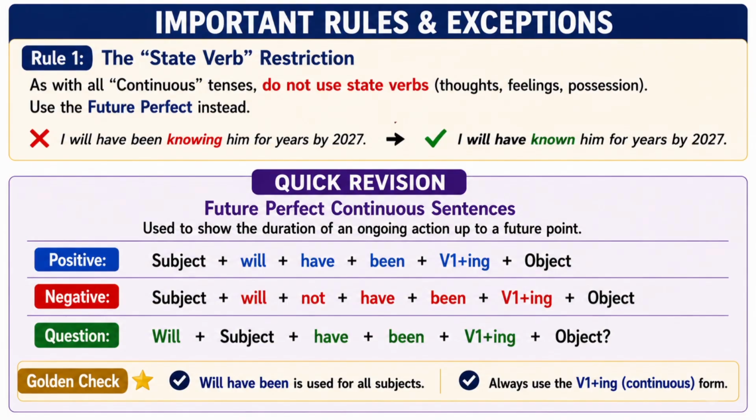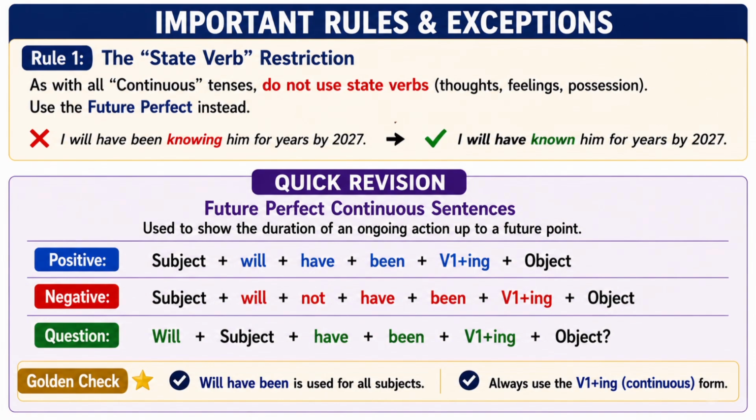Now let's quickly revise. The future perfect continuous tense is used to show the duration of an ongoing action up to a future point. The positive structure is subject plus will plus have plus been plus V1 plus ing plus object. The negative structure is subject plus will plus not plus have plus been plus V1 plus ing plus object. The question structure is will plus subject plus have plus been plus V1 plus ing plus object. Finally, remember these 2 golden points. Will have been is used with all subjects, and always use the V1 plus ing form of the verb.